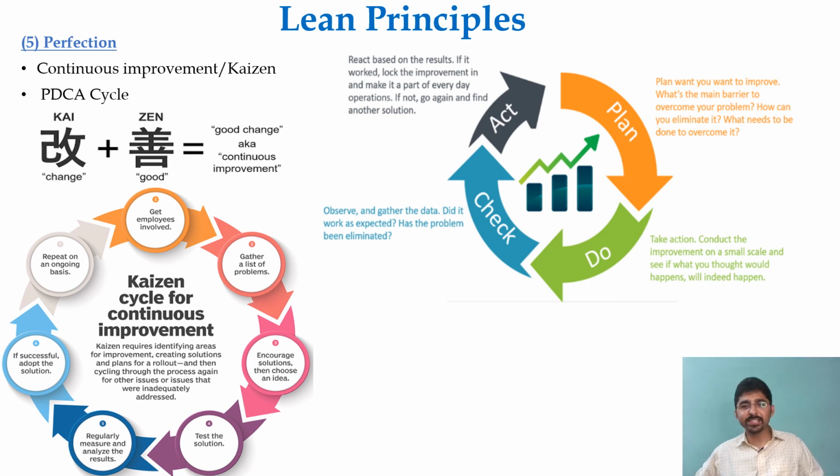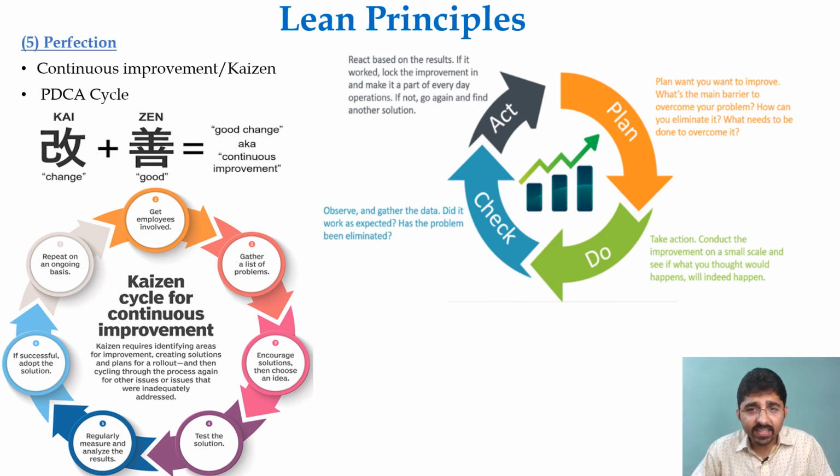Now let's discuss what the PDCA cycle is. In the PDCA cycle, the first step is plan, followed by do, check and act. When it comes to plan, decide what you want to improve. Don't plan the thing which you don't want to improve. Are you getting confused? Yes. So plan only what you want to improve. What is the main barrier to overcome your problem? How can you eliminate it? What needs to be done to overcome it? So guys, we need to answer all these listed questions.